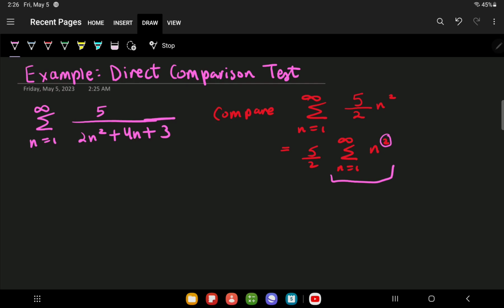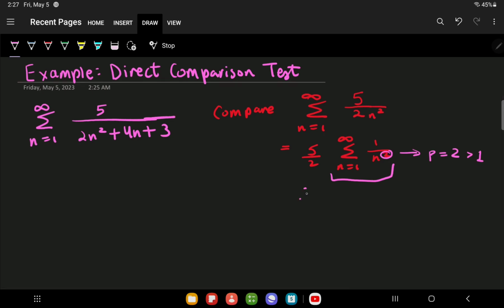Ooh, there's a typo here really quick. Let me fix that. 5 over 2n squared, 1 over n squared. And what do we know about 1 over n squared? Well, that's a p-series. Your p is 2, greater than 1. And if something converges and is multiplied by a finite number, it still converges. Therefore, this series converges by the p-series test.